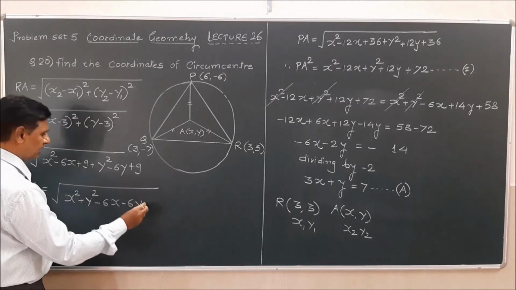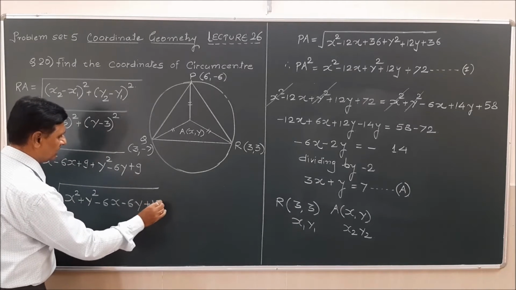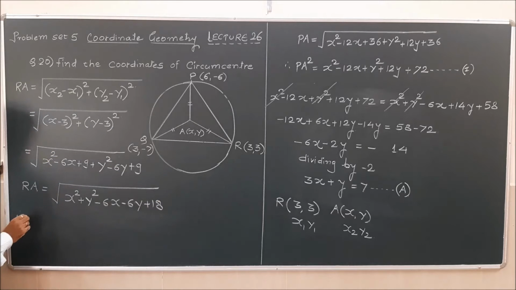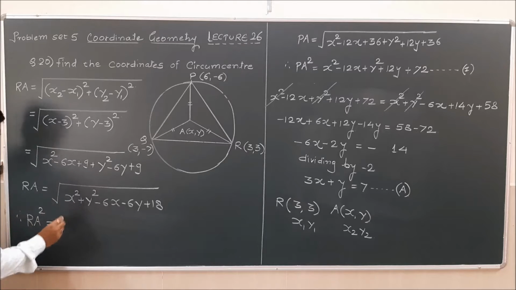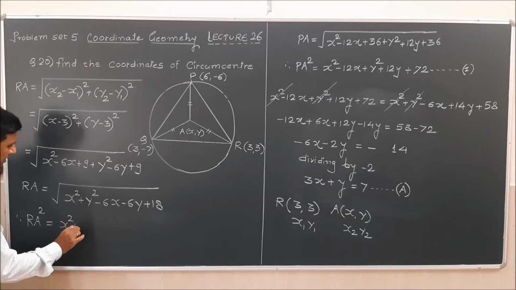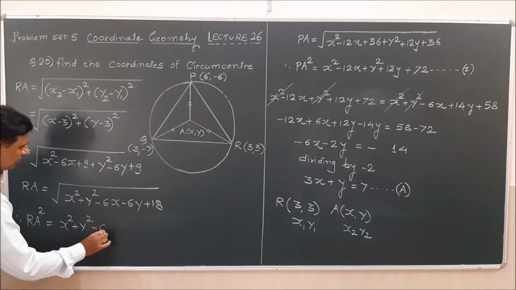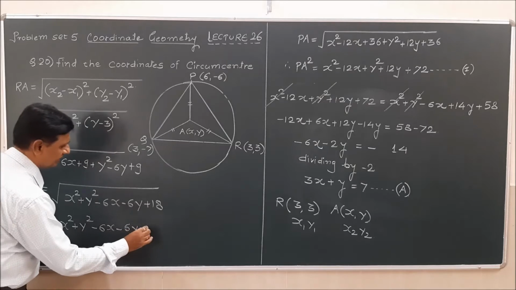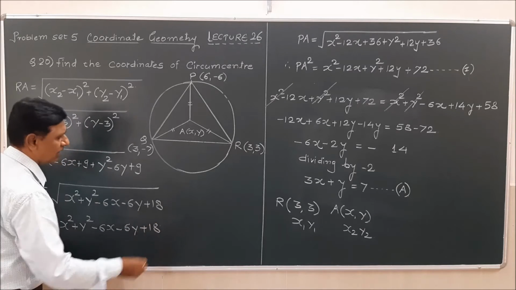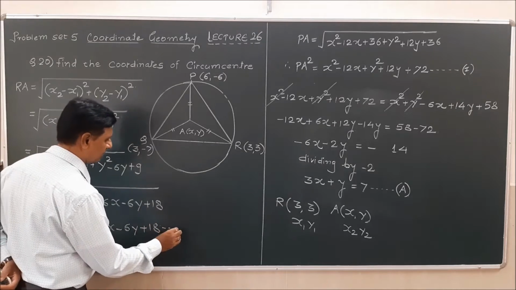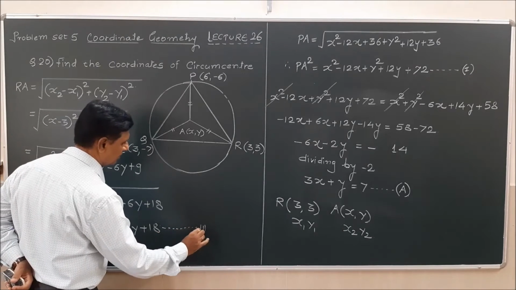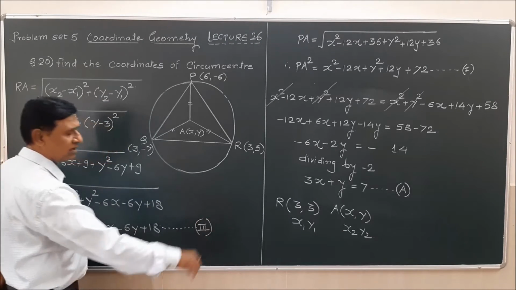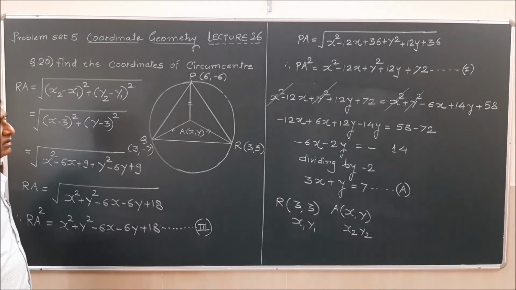9 plus 9 is 18. Therefore, to get rid of the square root sign, squaring both sides, RA square is x square plus y square minus 6x minus 6y plus 18. This is our equation number 3.